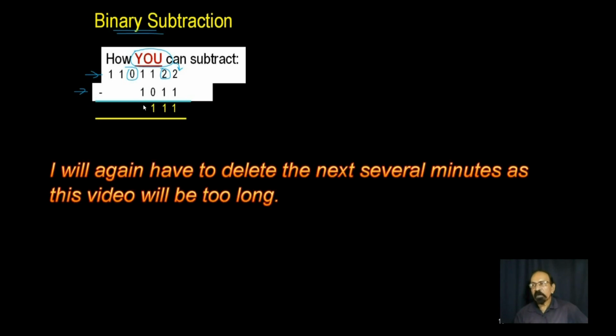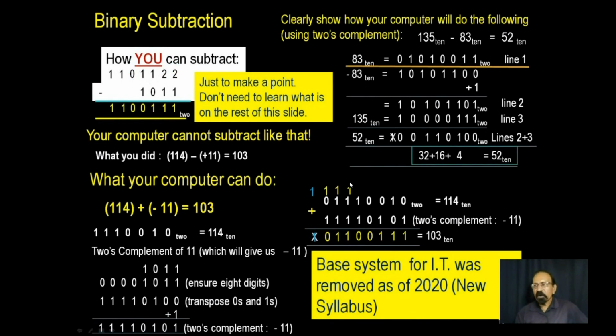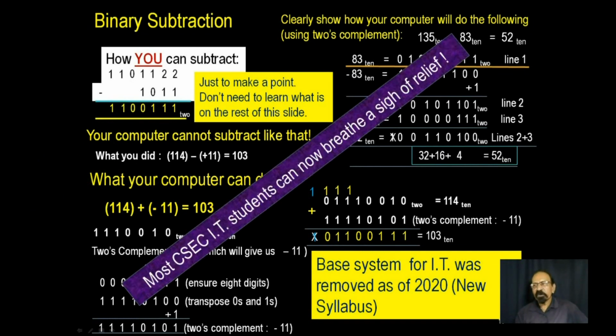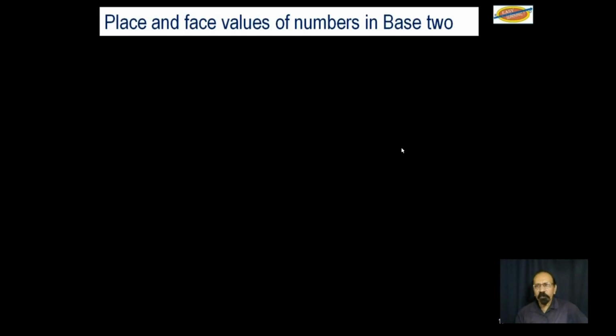So 1 from 2 is 1. 0 from 1 is 1. 1 from 0, can't. 1 from 1 is 0. And you just bring down those digits there. So you get 1, 1, 0, 0, 1, 1, 1. So this part here about 2's complement and so on, you don't need to do that. I just went through that so you could understand a little more about place value. So now most CSEC IT students can breathe a sigh of relief. Don't need to do this anymore.